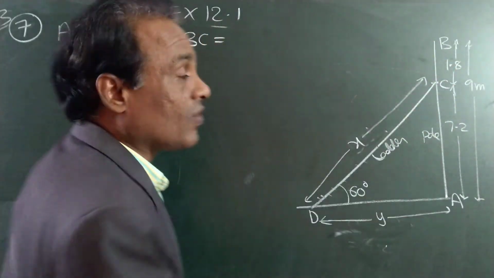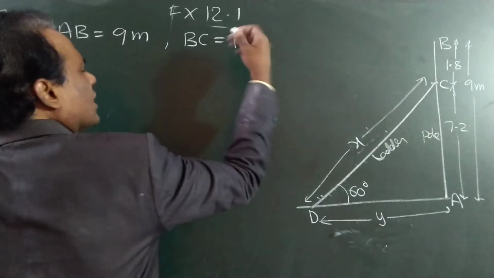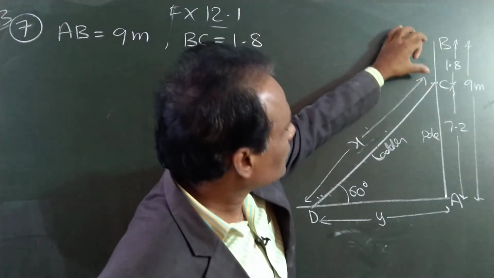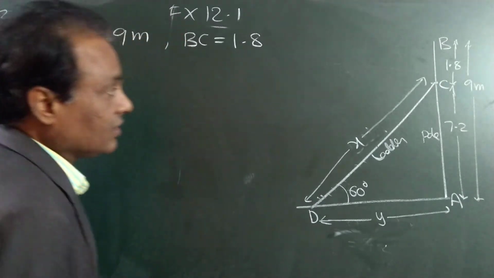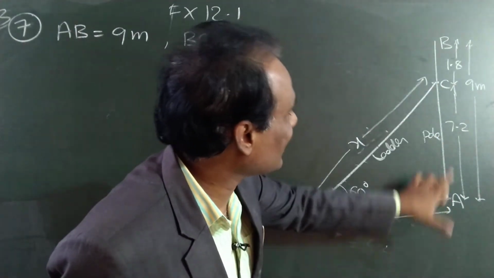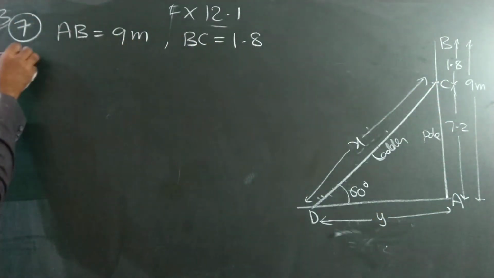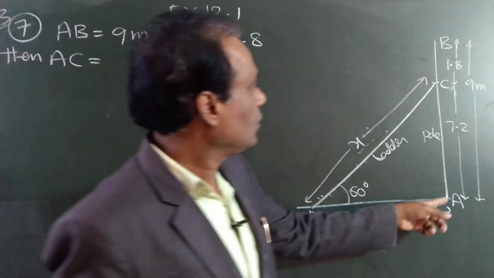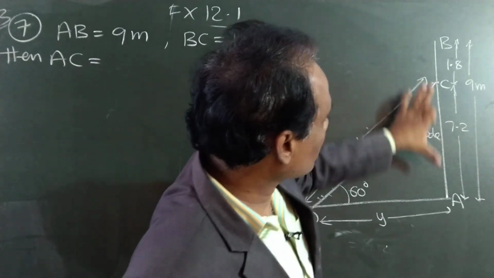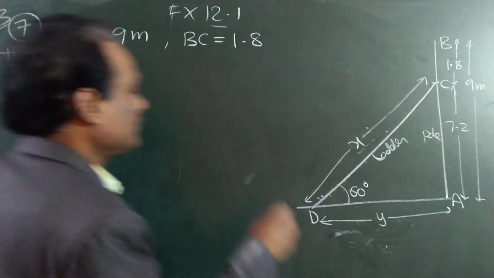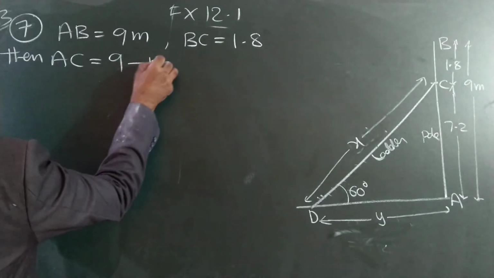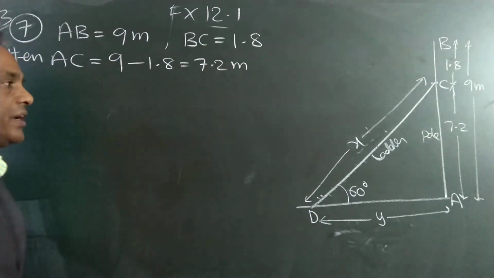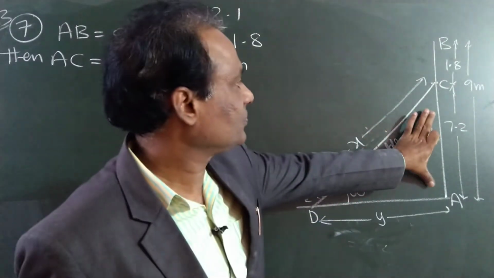BC is equal to 1.8, given. All are given. BC is equal to 1.8. Total 9, this is 1.8, it is given. Then what will be this distance AC? Then the distance AC is total 9 minus 1.8, which is 7.2. This is over.